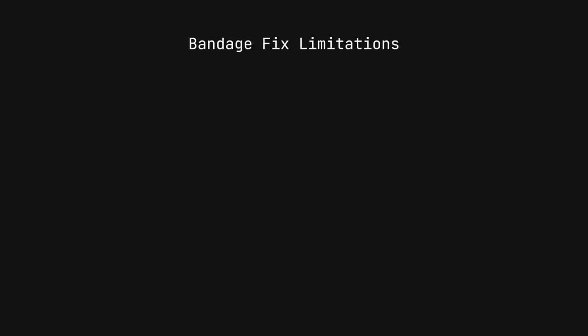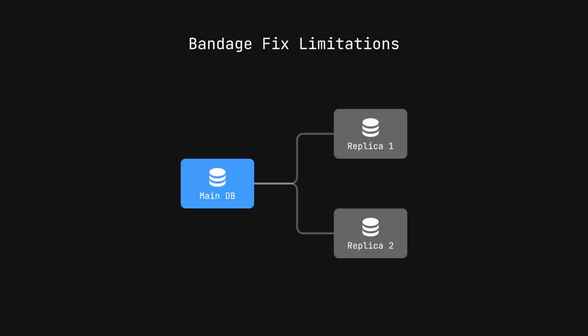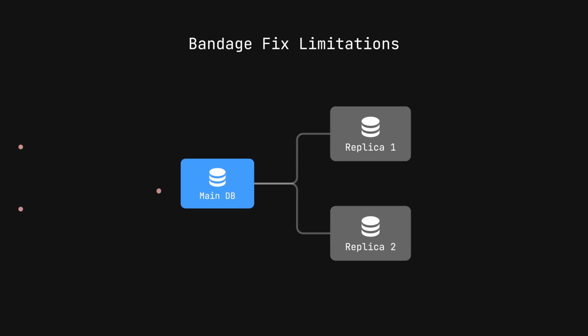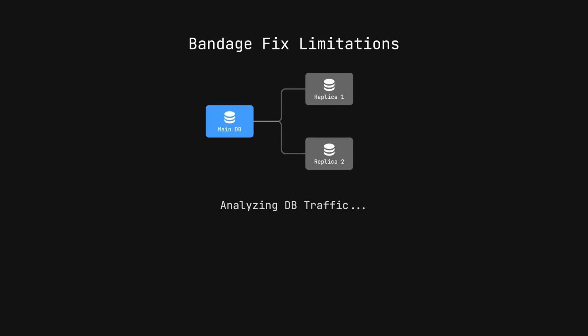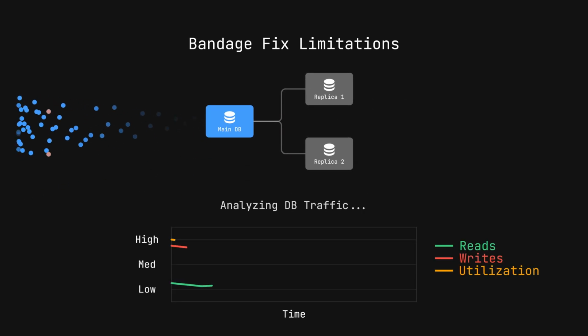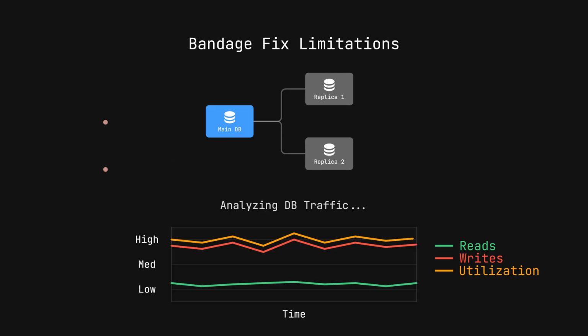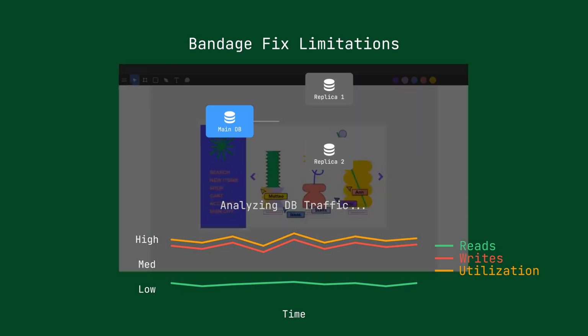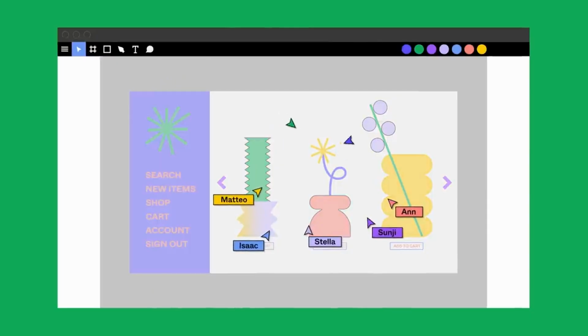This fix did give them a bit of time, but it still had fundamental limitations. Data continues to grow nonstop, and their read replicas actually didn't do much. They analyzed their DB traffic and learned that write requests like creating, updating, or deleting data contributed to a significant portion of their database utilization. This is likely due to the usage nature of Figma and their real-time collaboration.